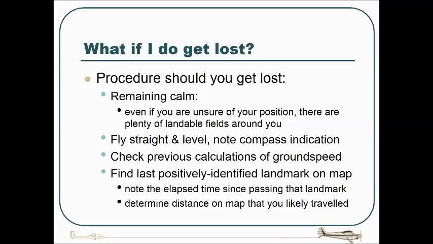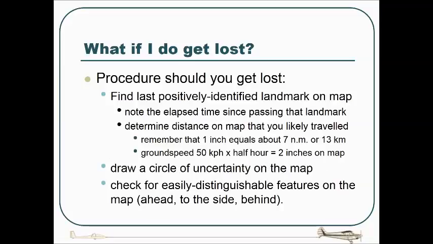Should you get lost, remain calm, fly straight and level, look at your compass, figure out your last positively identified landmark, have a guess at what distance on the map you've likely traveled, and then start looking around. Now remember that 1 inch equals about 7 nautical miles or 13 kilometers on your map. At a ground speed of 50 kilometers an hour, in half an hour, that's only 2 inches on your map.